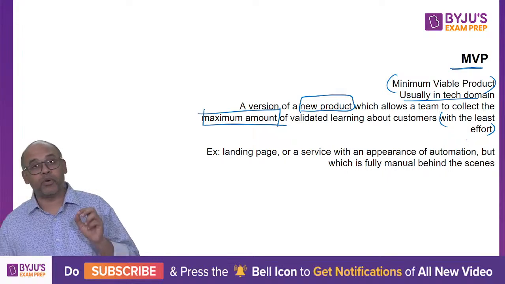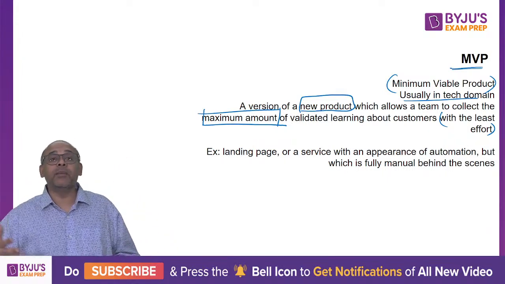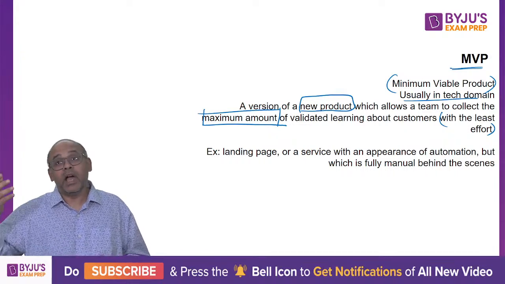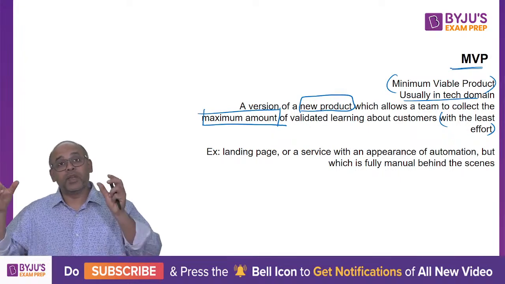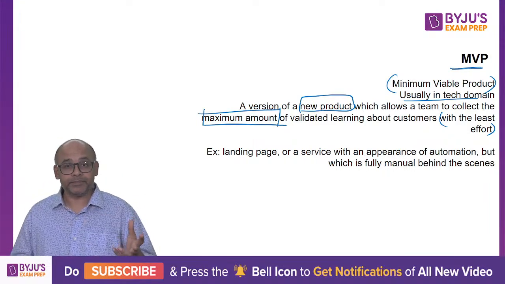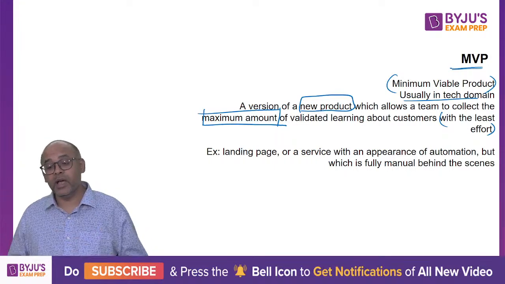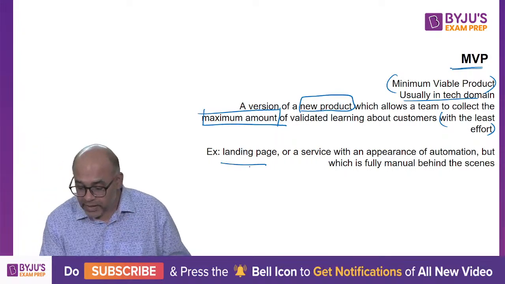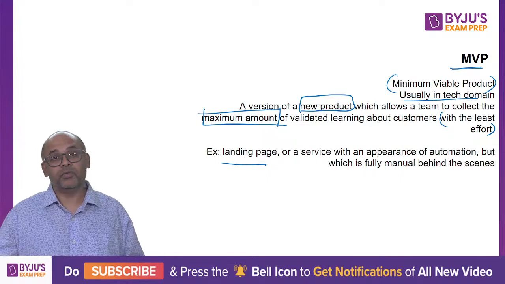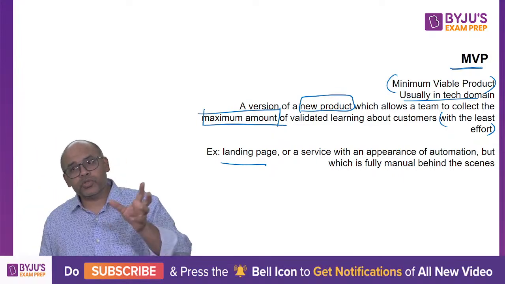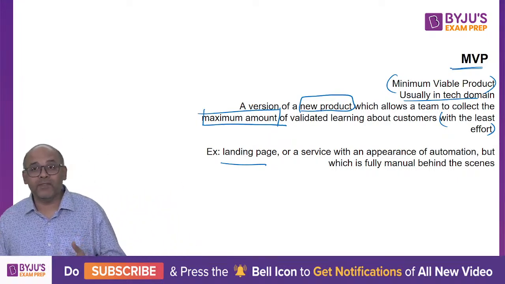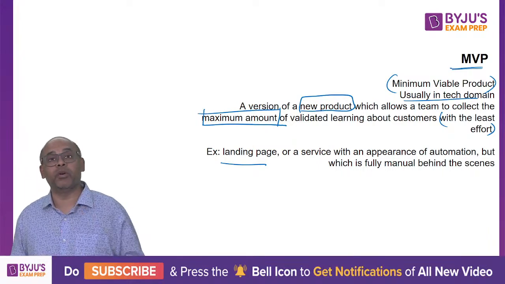So if I want to learn about my customers and have information about them, I want to get the maximum information with the least amount of effort and spend. Then what I launch is called a minimum viable product. A perfect example is given here. Let us say I want to see whether people like automation. For example, you are Swiggy. Initially you go to Swiggy, it is an automated chat. So if I want to understand, will people be happy about it or unhappy about it?